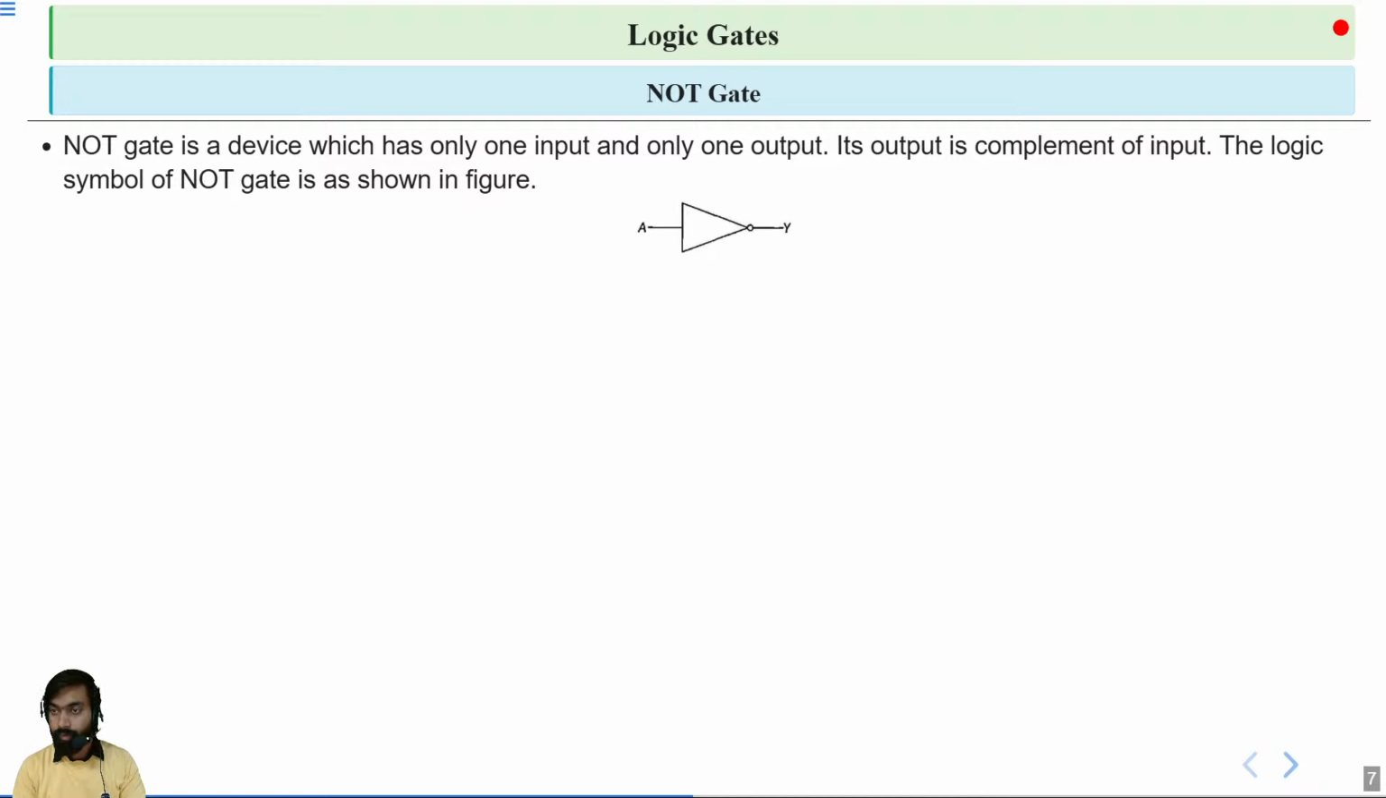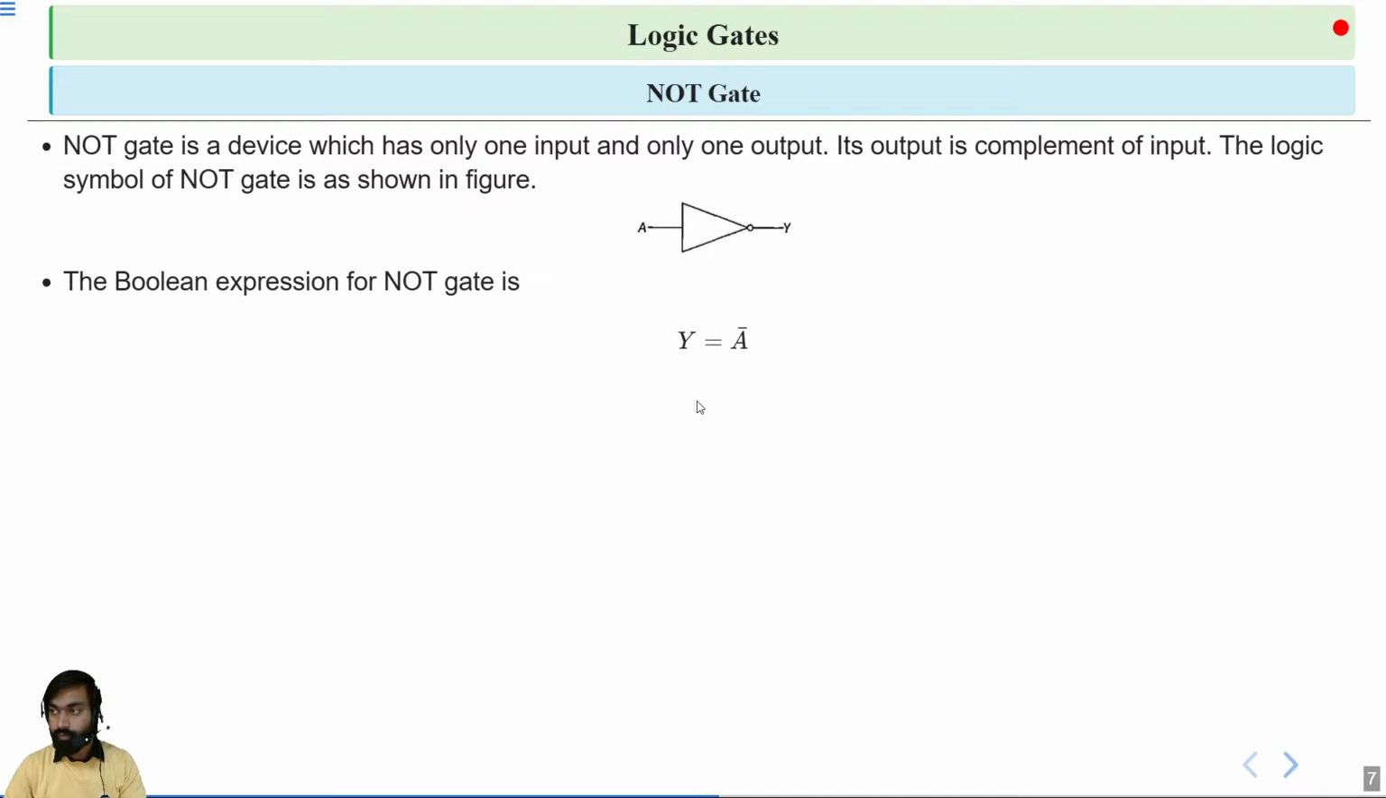So the symbol for the NOT gate is a triangle pointing to the right side with a small circle at the output. The input is on the left side, and the output is on the right side here. The small circle represents the inversion or negation operation.